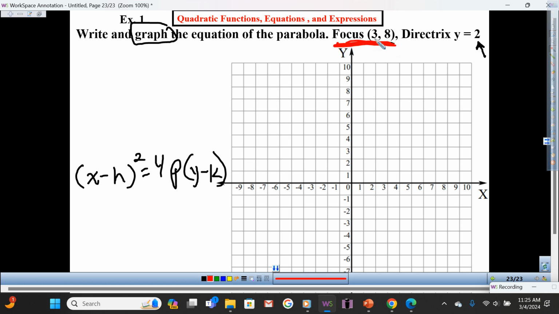So what's our focus? 3, 8. So let's go to 3, 8. In blue, y equals 2. Where's y equals 2? It's right here. And then you're going to sketch a line going through that point in blue. There it is.